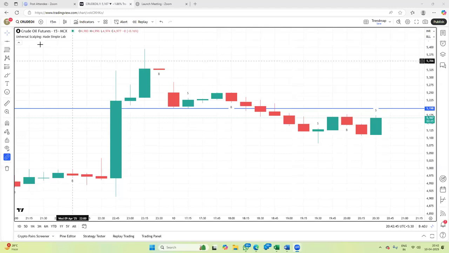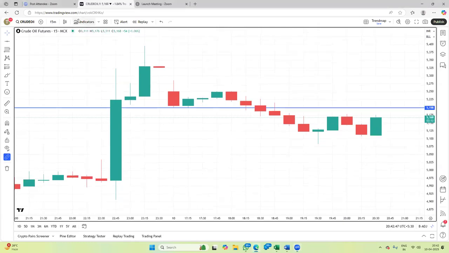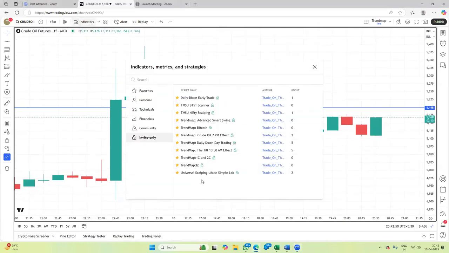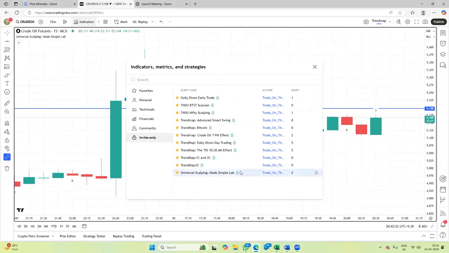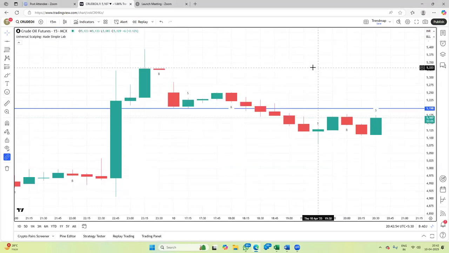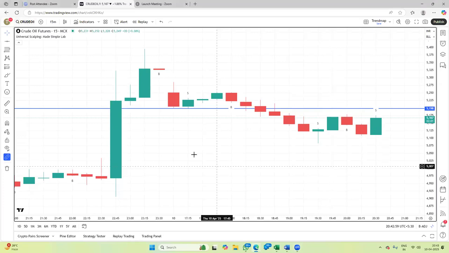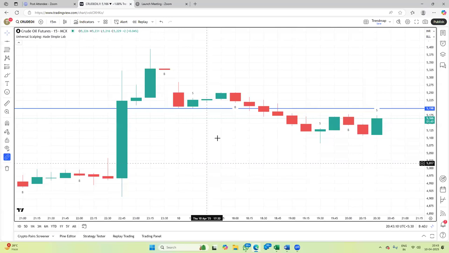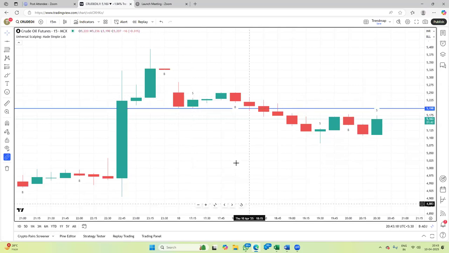So as you can see, I have added this indicator from the indicator section, universal scalping, right? And I opened a crude oil chart, because today the commodity market is open. The equity market was on holiday, so I thought let's start with crude oil. If I check the signal today, the first signal we got is a sell signal, right?